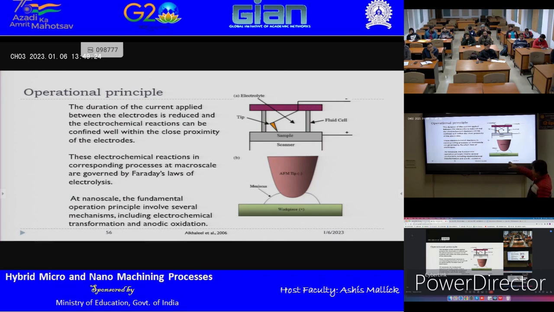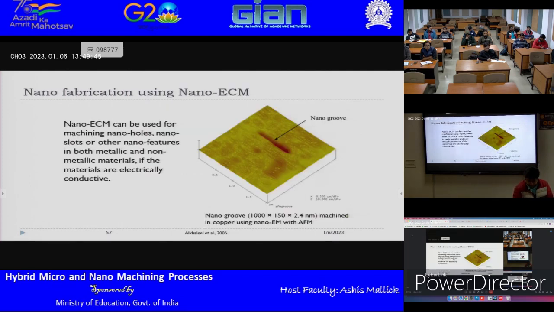And it says at nanoscale, the fundamental operation is a very similar mechanism of electrochemical reactions like Faraday's law, but it also includes a little bit of analysis, a little bit of changes like electrochemical transformation and some anodic oxidation. So it's slightly different. So here it shows the nano ECM process. So now how do you know this is nano ECM?